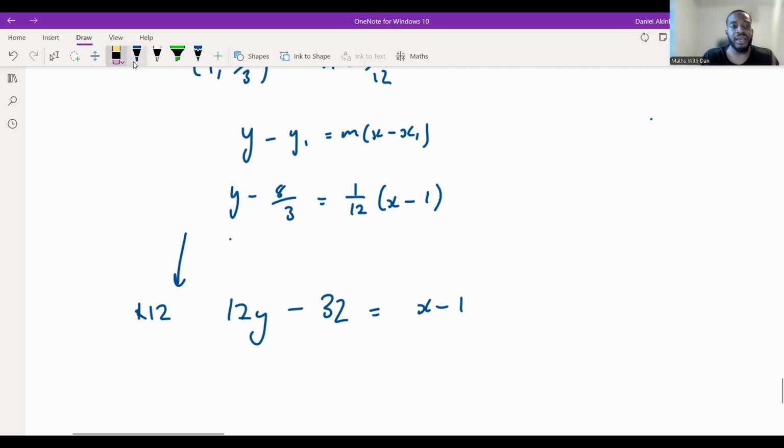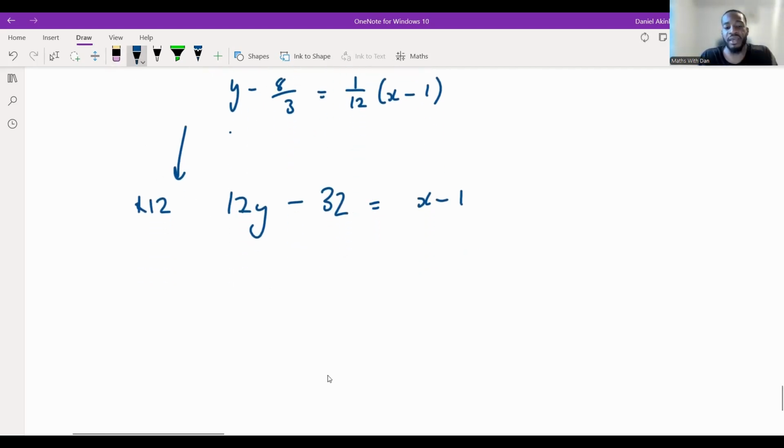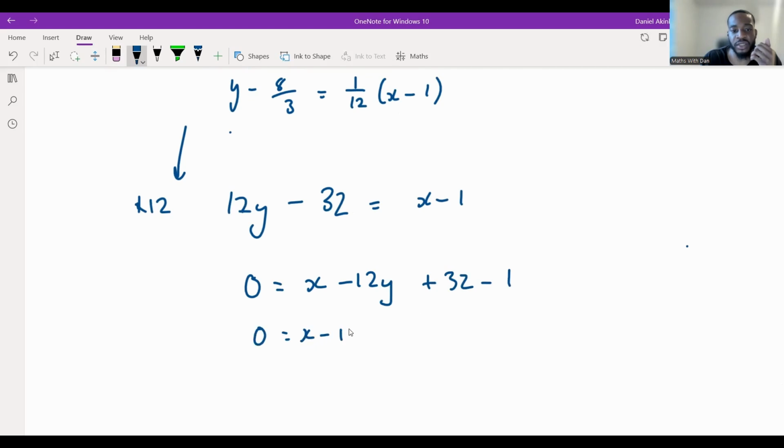So we get that. So in that case, if I move everything from left to right just to make the x term positive, although it doesn't really matter, it's going to be 0 is equal to x minus 12y plus 32 take away 1, which is going to be 0 is equal to x minus 12y plus 31. Does that make sense?